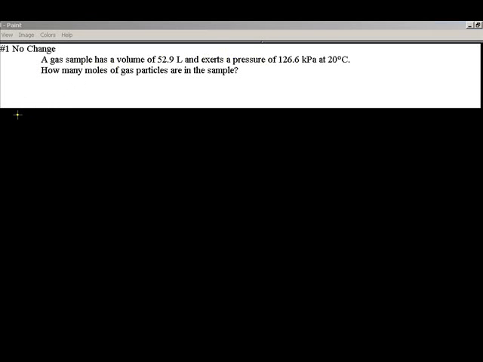Now, anytime you have a gas sample in a container, and it's conforming to the ideal gas law conditions, which we'll always assume are there, then we can state that the pressure times the volume of the system is going to equal the number of moles that you have times the gas constant, which is 0.082, times the temperature.